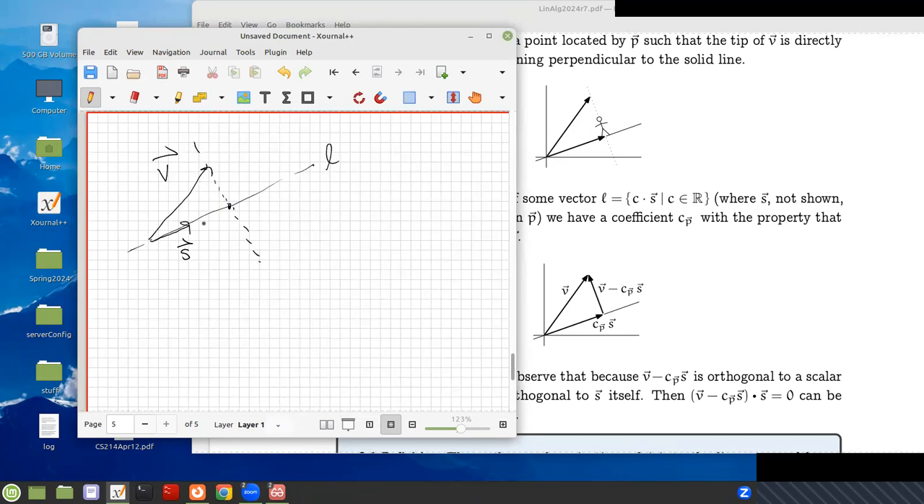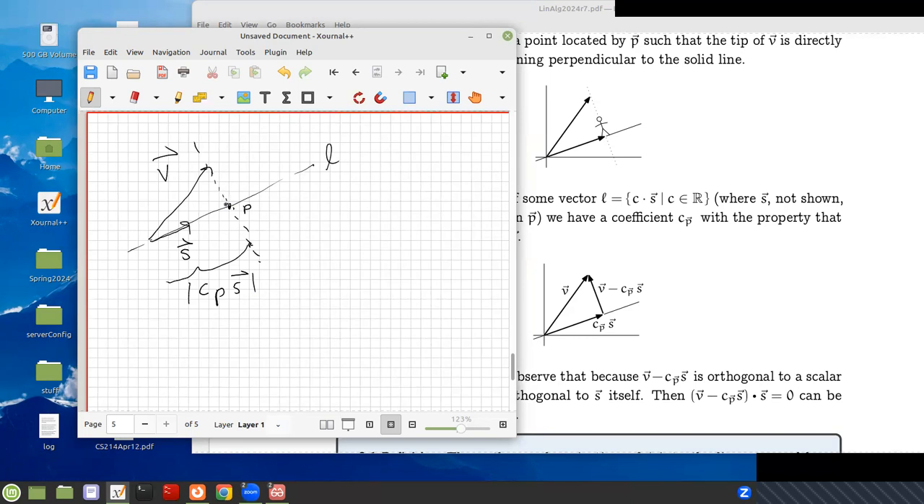That's our goal. So the problem is, if S doesn't point to this point here, we know that we could make it longer. We could make this length be some number, this is like the point P, some number CP times S would go out to this point here. We don't know what this is, but we know that there's some number CP that we want to find, because then this length here is the projection of V on the line L.